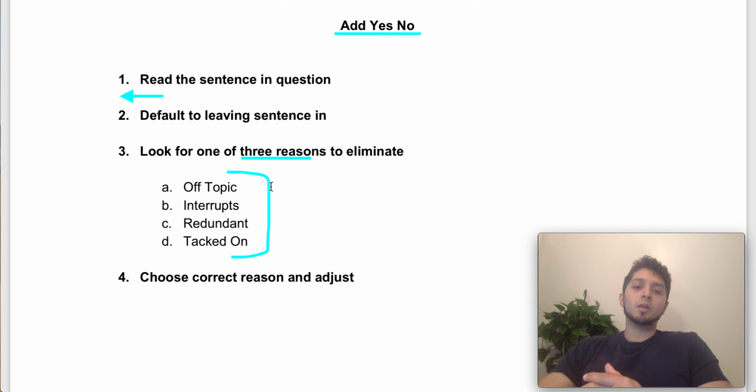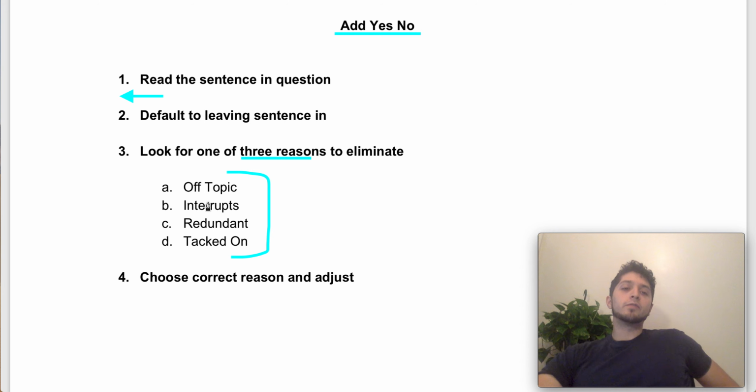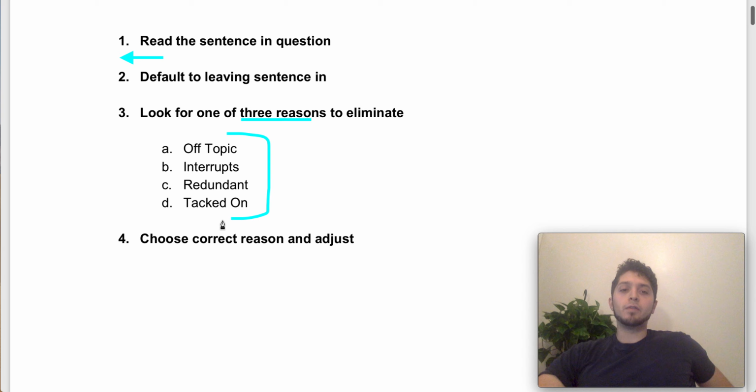And then D, I'm just calling what's tacked on, but this is really the broader category of just if it's awkward sounding. And the most common reason why something is awkward sounding is when you just tack it on to the end. So it's basically like you're making an additional point that's maybe vaguely on topic, but it's just off because you're just tacking it on to the end of the paragraph without any elaboration, without any analysis, so it doesn't make sense. So you look for one of these 4 reasons, and then basically if it passes all of these tests, then you just leave it in.